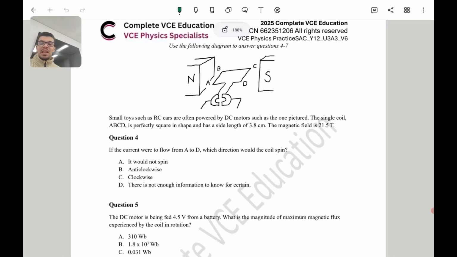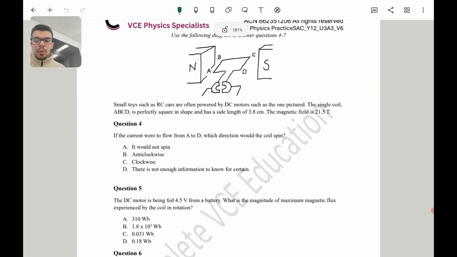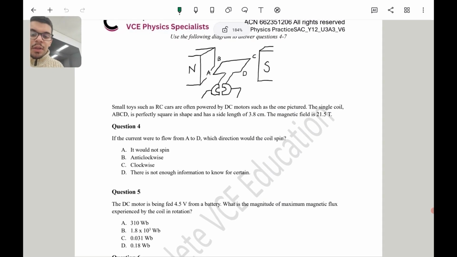Okay, next question. Moving on. Small toys such as RC cars are often powered by DC motors, such as the one pictured. Alright, so the single coil ABCD is perfectly square in shape and has side length of 3.8 centimeters. The magnetic field is 21.5 Tesla. Okay, so if the current were to flow from A to D, in which direction would the coil spin?